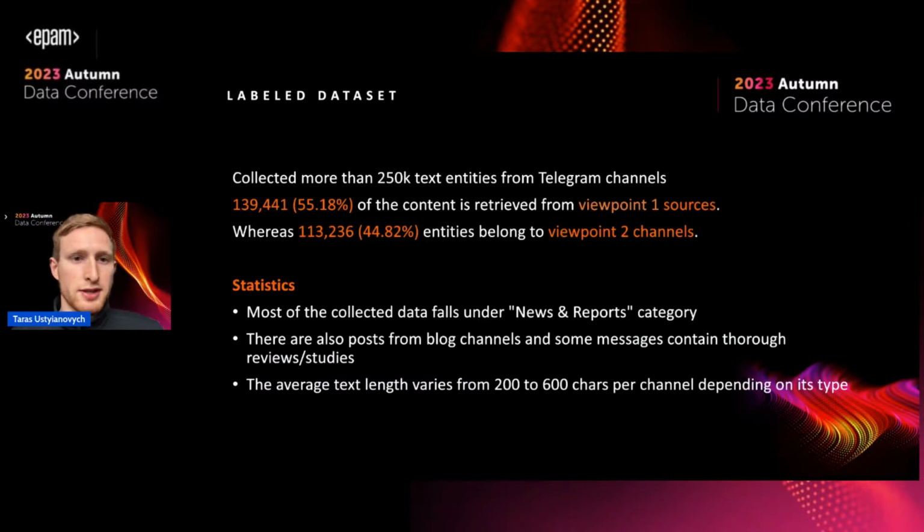So what's the data set we've collected? It contains almost, I would say, more than 250,000 text entities from the instant messaging platform Telegram. And the dataset was pretty much balanced. You see 55% for viewpoint 1 sources and 44% for viewpoint 2 channels. Most of them are news and reports. There were also some messages from blogs and reviews, and text length varies from 200 to 600 characters per channel.